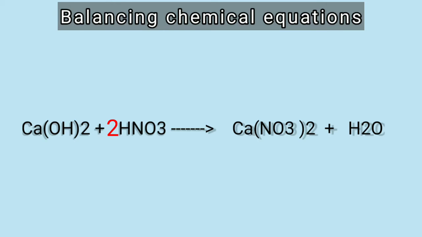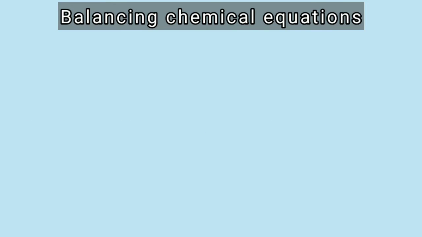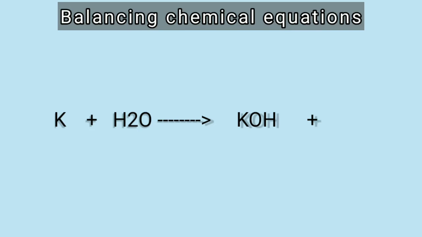So if we write 2 as a coefficient, we will have 4 hydrogen and 2 oxygen. So that will balance the equation. Next equation, potassium reacts with water to form potassium hydroxide and hydrogen gas.